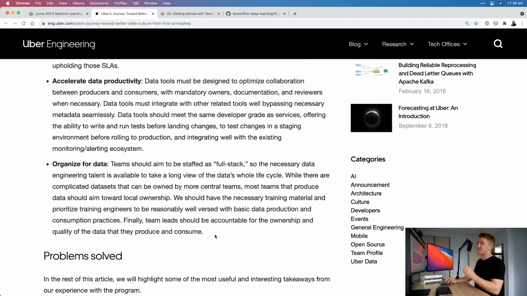Organize for data. I really love this one as well. Teams should aim to be staffed as full stack. That means everyone in the data engineering pipeline, or all of the steps, should be covered. That way, within individual teams, there are no bottlenecks.